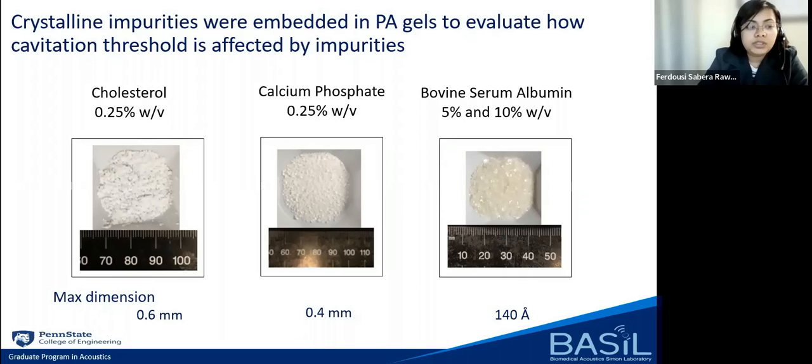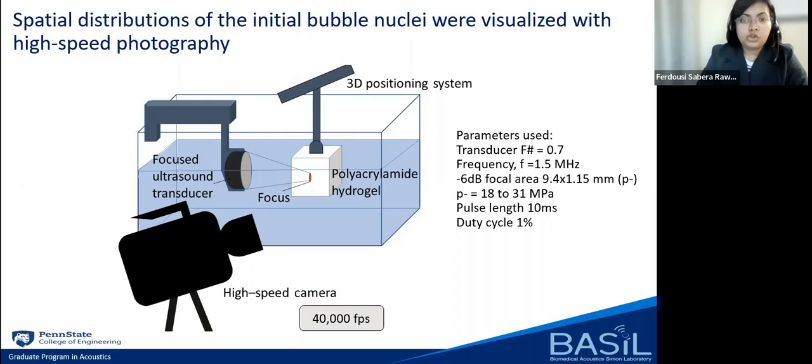And with that, we observed if hydrophobicity and size of these added impurities affect cavitation threshold, where cavitation threshold was defined as the peak negative pressure at which cavitation occurs 50% of the time. To observe these effects, polyacrylamide hydrogels were submerged in deionized and degassed water and were aligned with the HIFU transducer focus as shown in this cartoon diagram of our experimental setup.